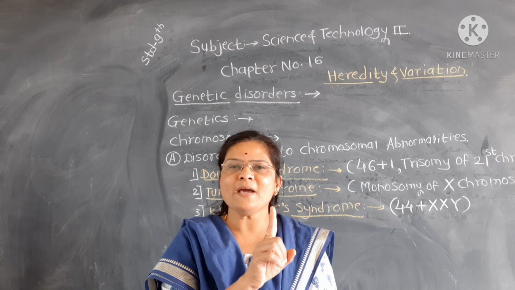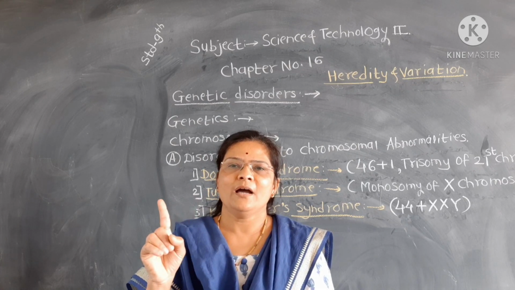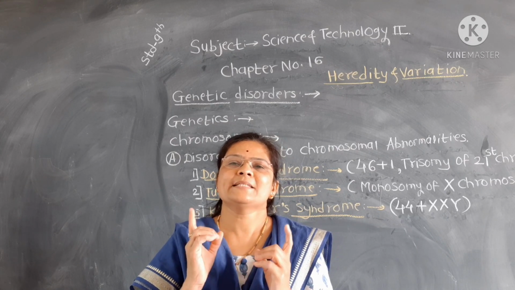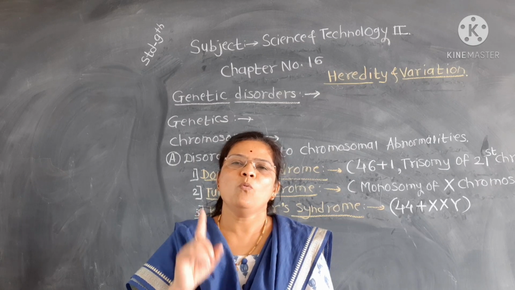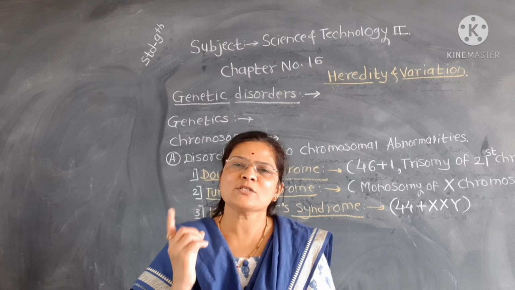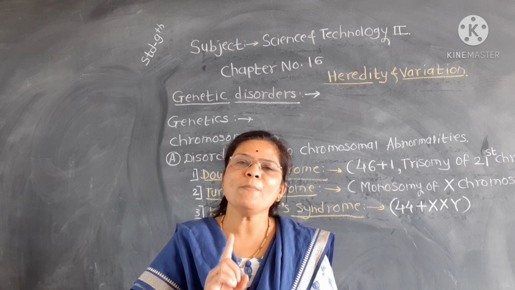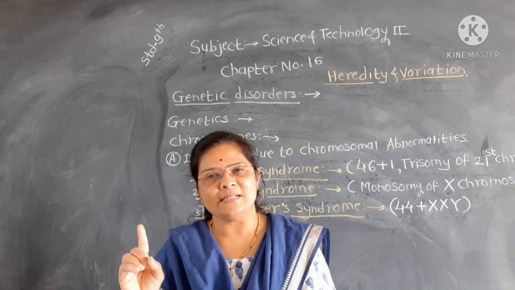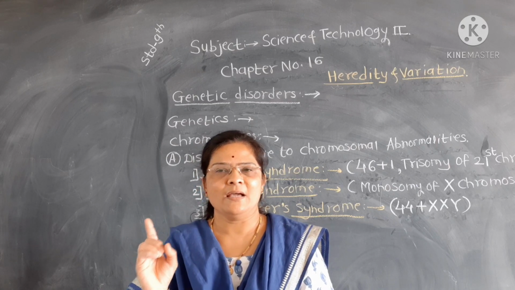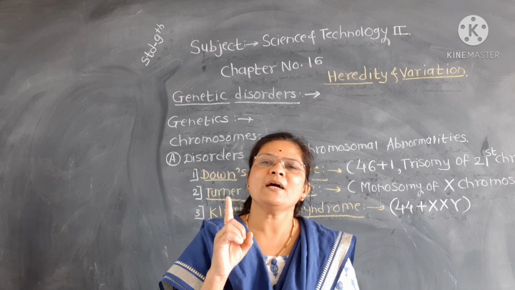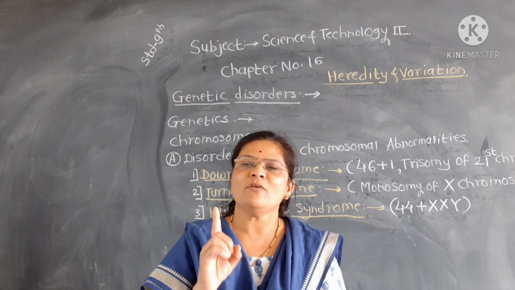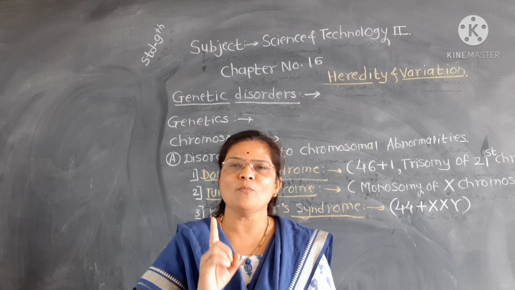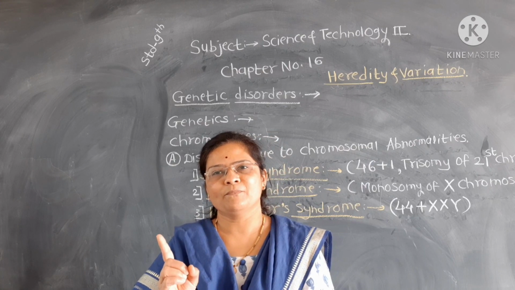And these 23 pairs are numbered, and out of these, 22 pairs are called autosomes and one pair is called sex chromosomes. The 22 pairs show the somatic characters, and the one pair is XX, denoted for woman, and XY is denoted for male.